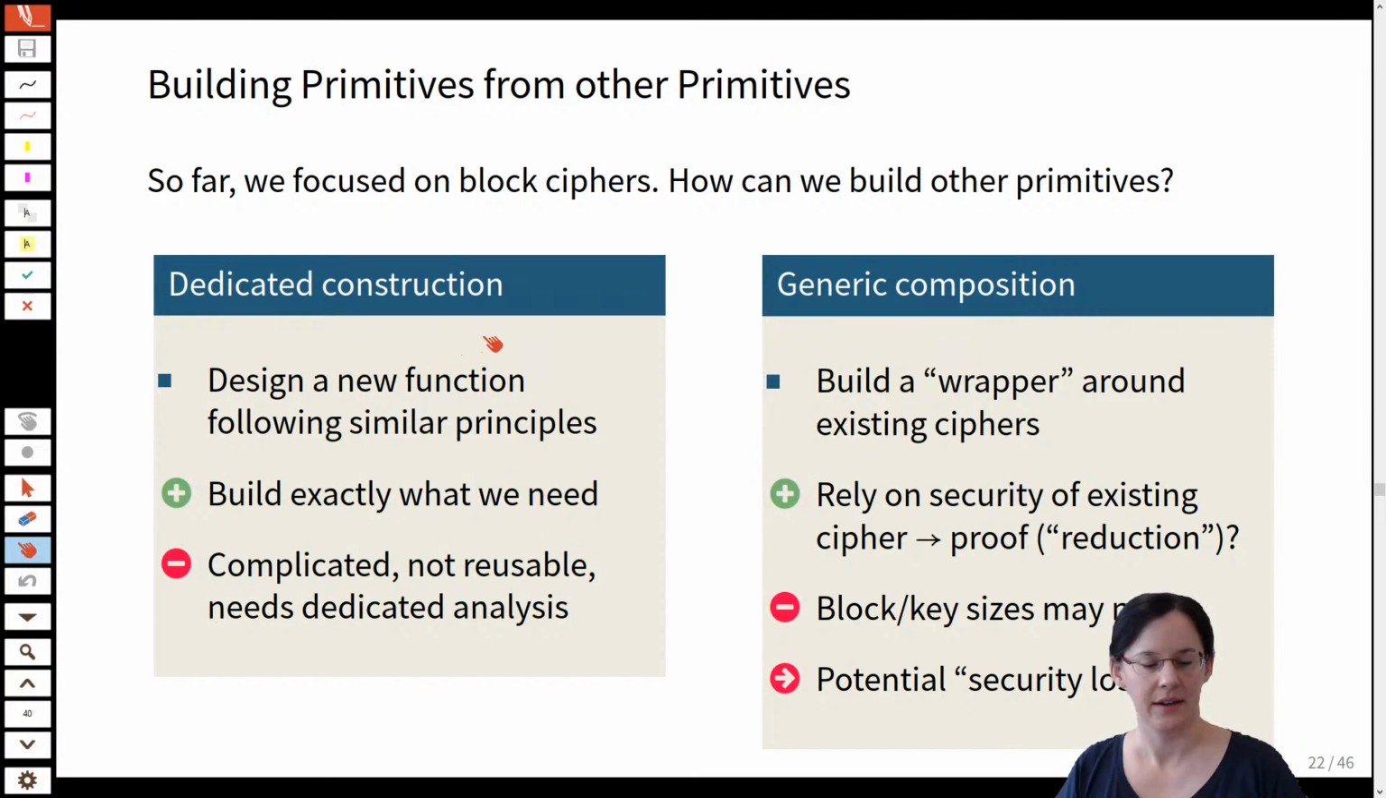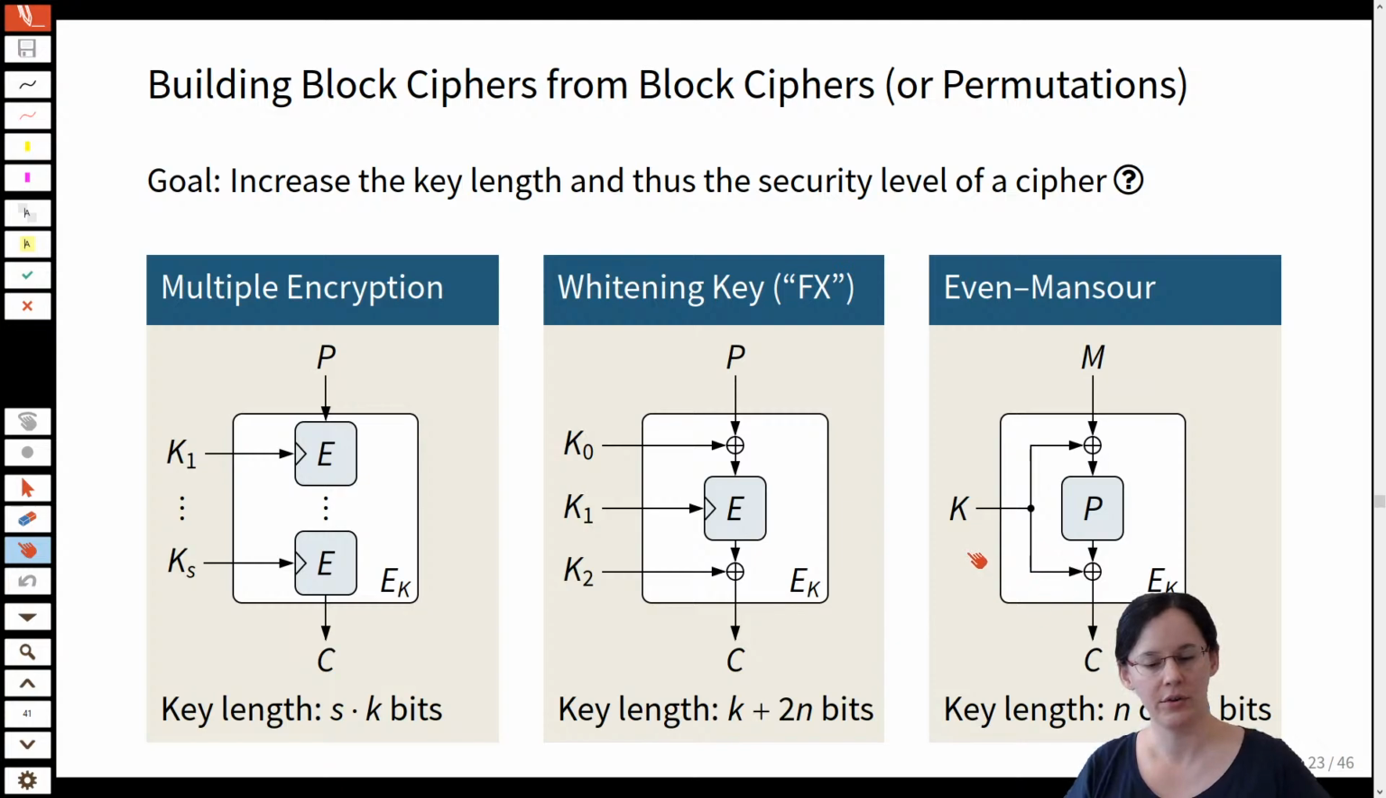So the idea is, so far we've talked about dedicated construction, which means you build exactly what you need. But of course, once you've built it, you can only use it for that purpose. And if you want to use it for something else, like if you want to turn DES into a compression function, one thing you can do is a generic composition, building a wrapper around it. But of course, things can also go wrong when you do that. So let's have a look at first how to build block ciphers from block ciphers, or from block ciphers without a key, which are called permutations.